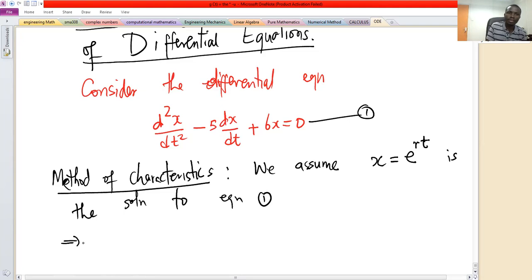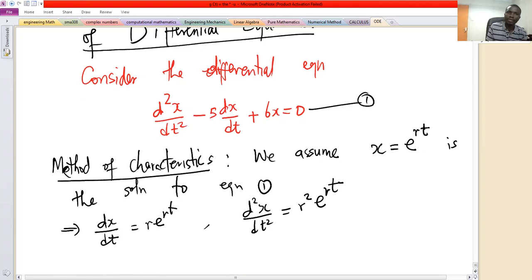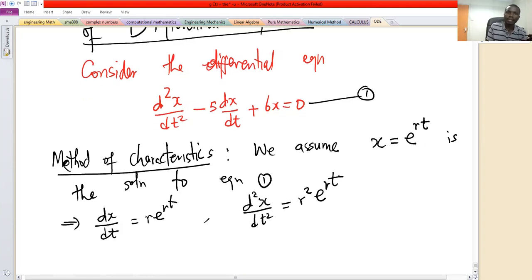So which means dx/dt, when you differentiate this one, you get r e raised power rt. This is just by chain rule. The second derivative, differentiating this one, will give you r squared e raised power rt. Now you substitute x, dx/dt and d squared x/dt squared into the differential equation.